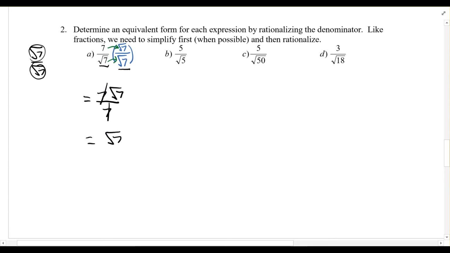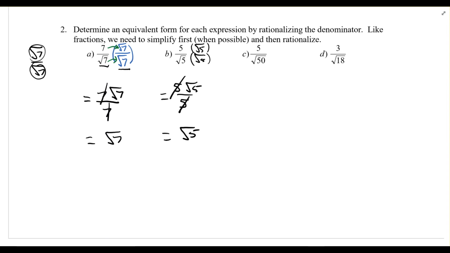Okay, so let's look at B. Well, we need to multiply by square root of 5 on the top and the bottom. So square root of 5 over square root of 5. On the bottom, we've got square root of 5 times square root of 5. That's just 5. On the top, we've got 5 times the square root of 5. 5 cancels with 5, and our answer is just the square root of 5.